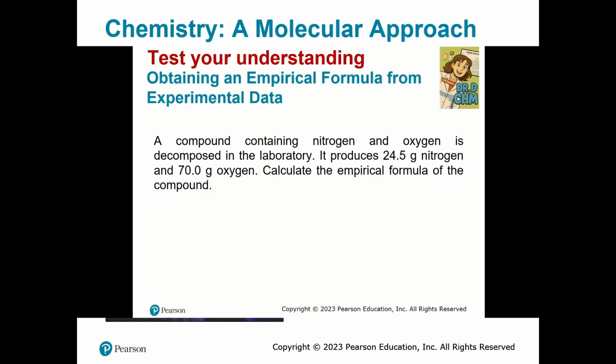Let's test your understanding of how to obtain the empirical formula. Here we have a problem: a compound containing nitrogen and oxygen is decomposed in the laboratory. It produces 24.5 grams of nitrogen and 70 grams of oxygen, and it asks you to calculate the empirical formula of the compound. Here you already have grams, so you don't need to convert percentage to grams. So pause your video and try by yourself.